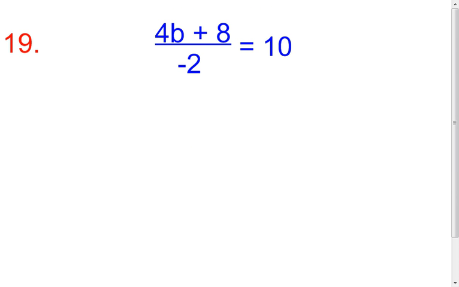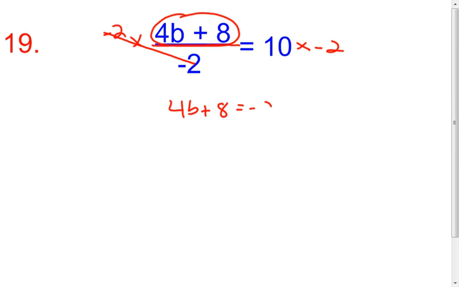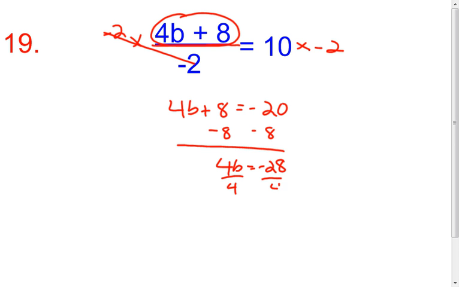Then we've got just a couple more here. On this one, again, I need to get this quantity right here isolated. It is divided by negative 2 right now, so I'm going to do the opposite of dividing, which is to multiply. That will drop, and I will have 4b plus 8 equals negative 20. And then, of course, I'll solve from there. So I will subtract 8, and I will have 4b equals negative 28. Divide by 4, and b equals negative 7.